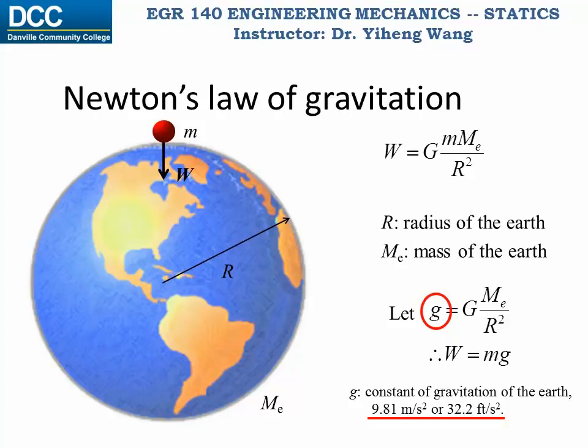g is calculated to be 9.81 meters per second squared in the SI unit system, or 32.2 feet per second squared in the US customary unit system. Therefore, the weight of an object can be simply calculated as m times g. Keep in mind that g could vary depending on the different locations on the Earth. So you might have different weights depending on where you stand.